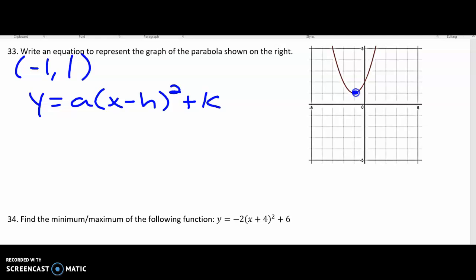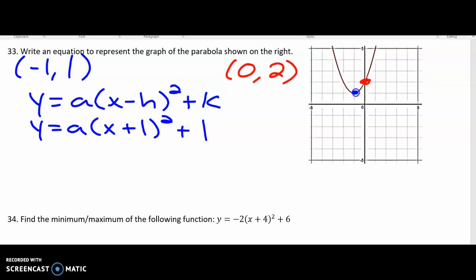Actually, technically, I can't assume that. I got to actually plug in, so we'll do that really quick. So y is equal to a times (x plus 1) squared plus 1. Remember, opposite of h, then going for k. I got to pick another point on this graph, so I'll pick it right here because that's an easy point to use. The point in red that I picked is (0, 2). So that's my plug-in. So in this case, y is 2, a I don't know yet, x is 0.